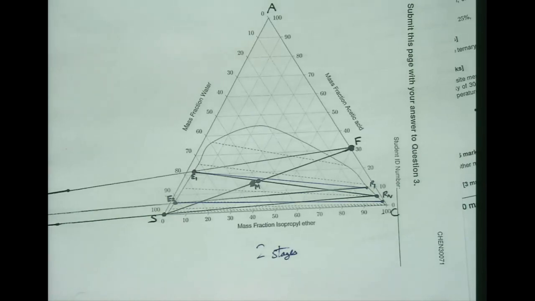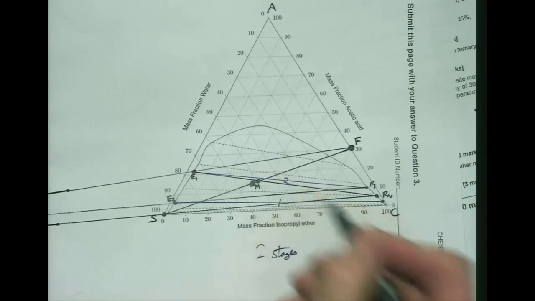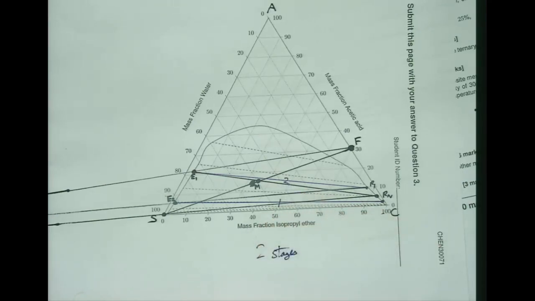The quick question there was, because I just said there were two stages, but I didn't show you or count the number of stages. The easiest way to calculate the number of stages is after you've drawn your diagram, count the number of equilibrium lines that you have drawn. So I've drawn 1, 2 equilibrium lines, okay? So there's two equilibrium lines, so there's two stages.